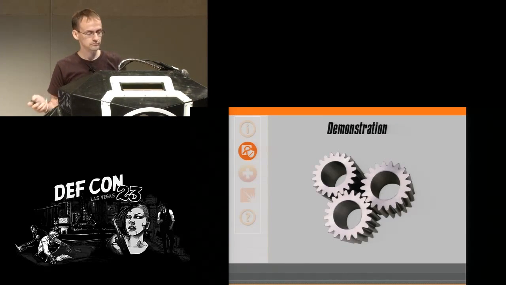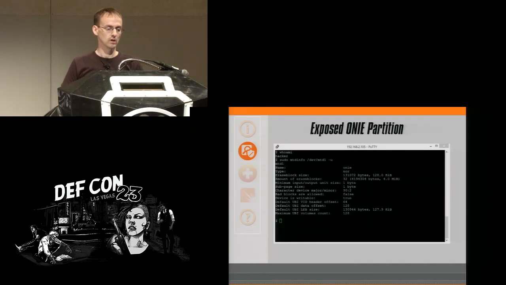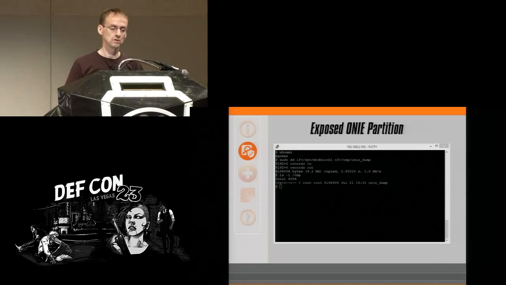Okay, good. All right. So once you, of course, have the root privileges, this is, once again, a live switch. You can go ahead and look at the MTD devices, find ONIE, and then dump from the block device. And you have the privileges you need right there to modify it and put it back.